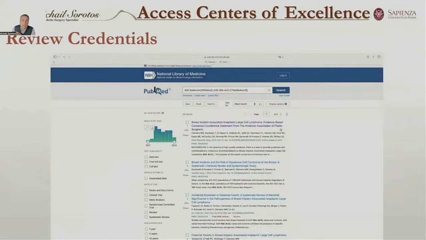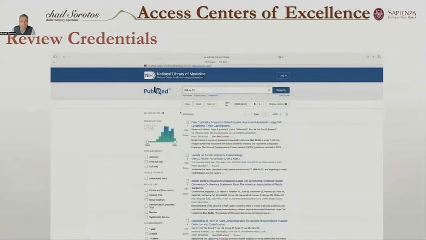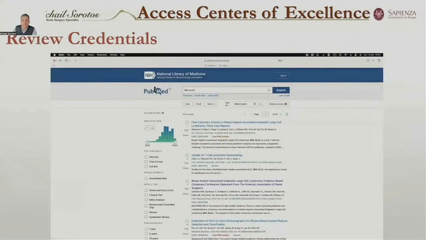And if we check that with the overall production of BIA-ALCL in the literature, just by doing a simple search, and this is very, very generic because, for example, initial manuscripts were not referring to BIA-ALCL as BIA-ALCL, we are able to find that currently in literature, there are around 420 manuscripts. So 46, 50 out of 420 is a good number to establish that MD Anderson is a great center of excellence.